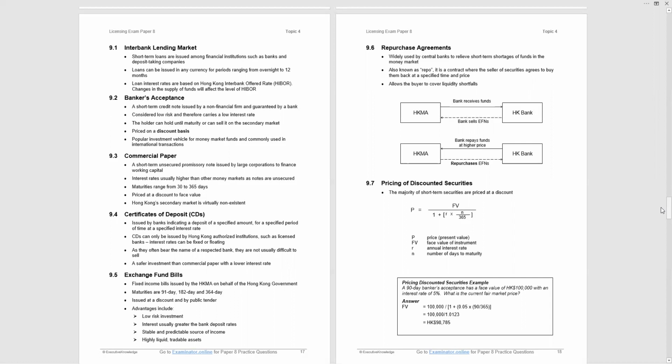Then literally the next day, the bank repays the money that they received for selling the notes, but they will repay at a higher price because that includes the interest element. By doing that, they're repurchasing the exchange fund notes. That arrangement is known as a repurchase agreement or a repo, and it exists to relieve short-term shortages of funds in the money market. I would say that's as much as you need to know for the exam, but they can set a question on that. Now, 9.7 looks at the pricing of discounted securities.